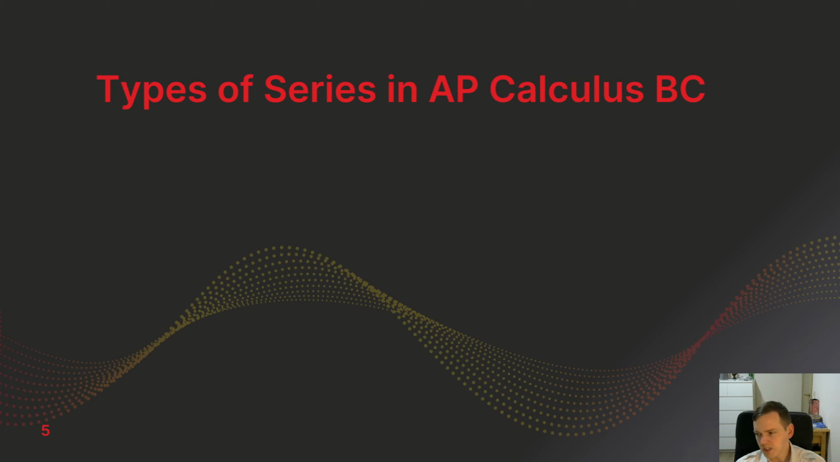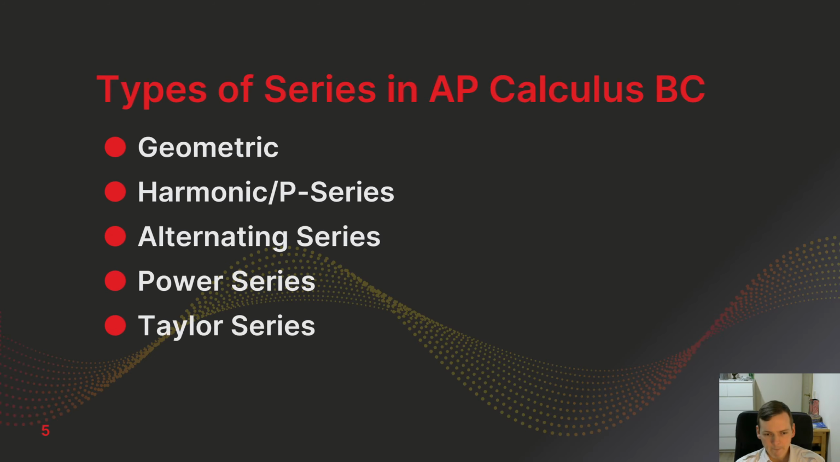All right, so the types of sequences in AP Calculus BC, I'm just going to talk through these real quick. We'll do them in detail as we go throughout this unit. Whoops, got ahead of ourselves. So geometric. This is when each term is the previous term times a constant. Harmonic and P-series, this is basically 1 over some number raised to some power. And that number increases as the series increases. Again, don't worry about these in detail. I just want to kind of give you the idea.